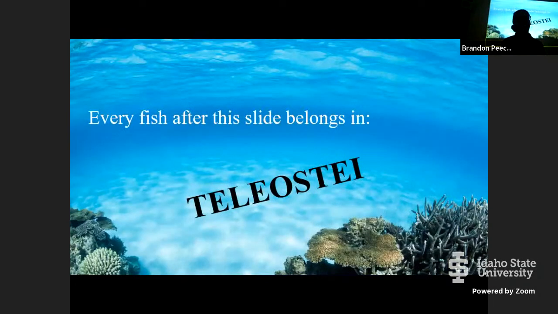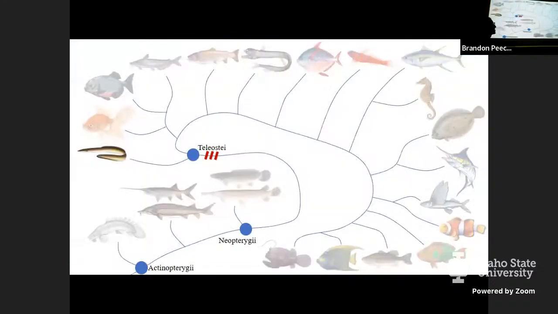All right, here it is. You've seen it now. Every fish after this slide belongs in the teleost group. So here's our phylogeny. What I'm going to try to do is give you an idea of where we're floating as we make our way through teleost biodiversity.